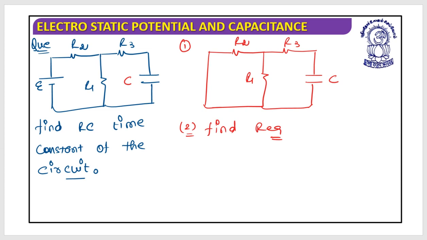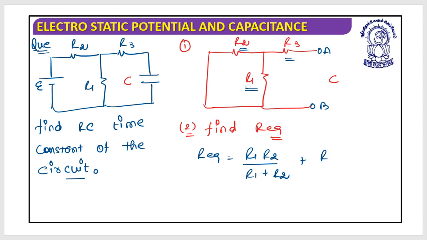Now, in the second step, find R equivalent. So when I find R equivalent, I need to just remove the capacitor, and I need to look at these two terminals to find out the R equivalent. So what would be the situation? This and this two are in parallel, and the parallel combination is connected in series with this. So it's R1 R2 divided by R1 plus R2, plus R3. This is the R equivalent.